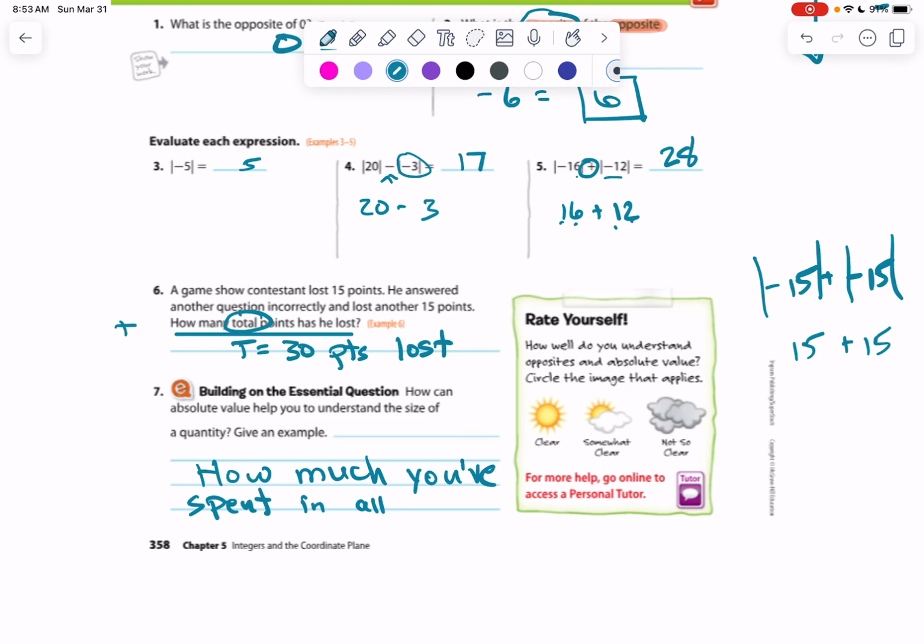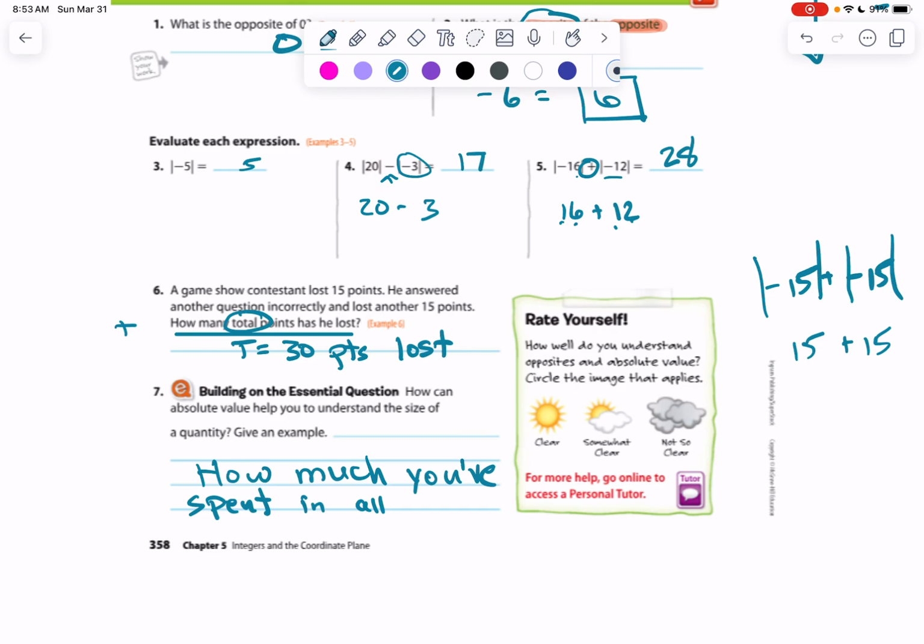Or what if it's from the time I woke up to now, the temperature has dropped 5 degrees. And then at night, it dropped another 10 degrees. So now it's 15 degrees cooler than when I first woke up, right? Okay, so it's a way of thinking about numbers in a certain direction that helps us to understand that.